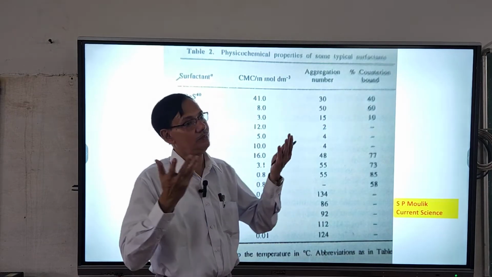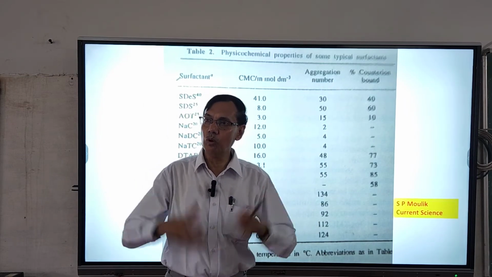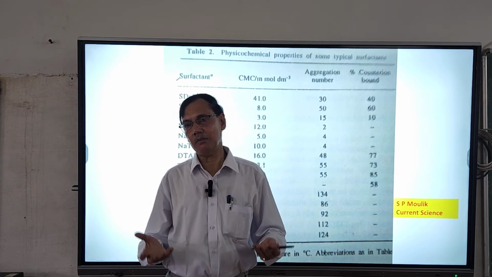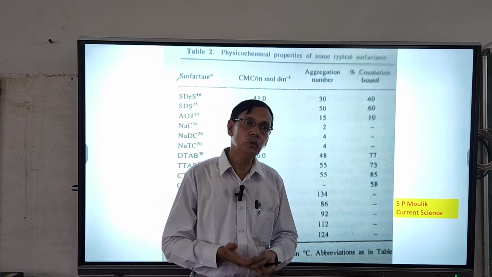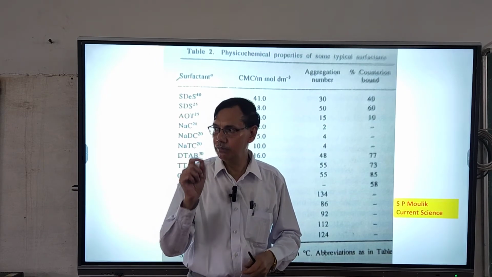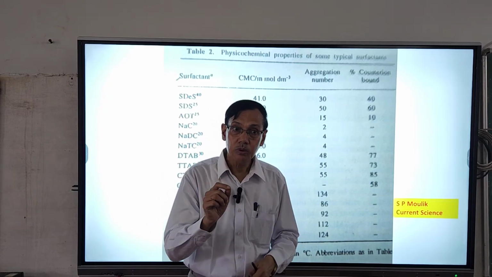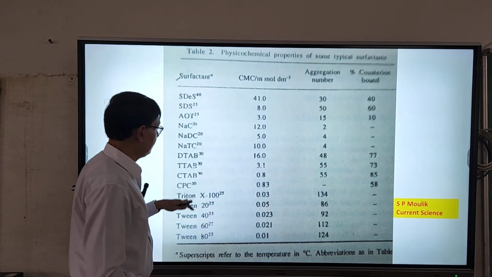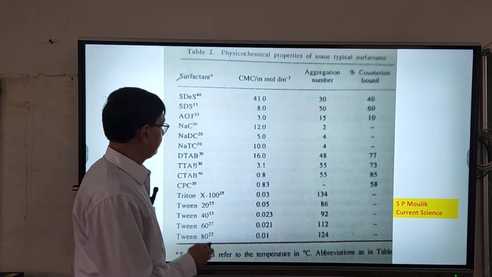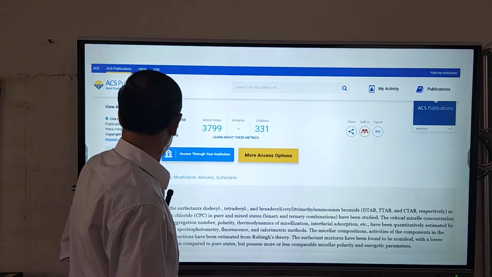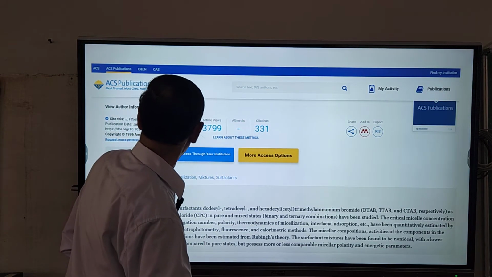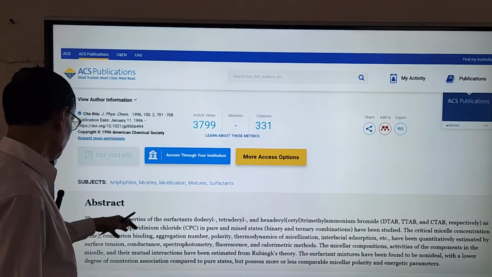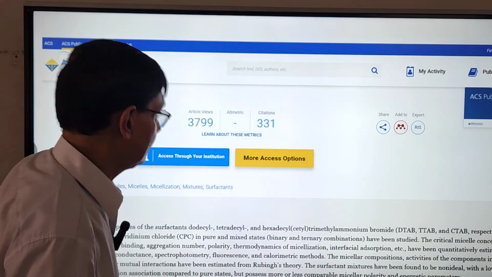So people will always prefer a surfactant whose CMC is very low. Suppose the CMC is 65 millimole, then you need more and more of that surfactant, so it is not desirable. That is the example of generation of a new type of surfactant where the CMC value should be very low. Therefore, for analytical purposes, people are using Triton X or Brij 35 like that. This is also one research paper related to solution properties.